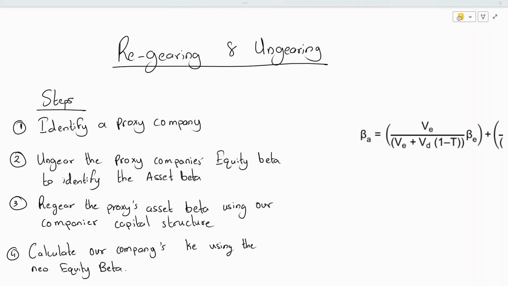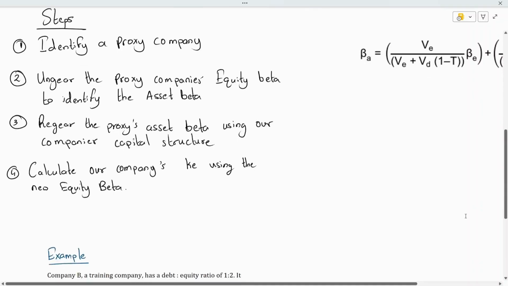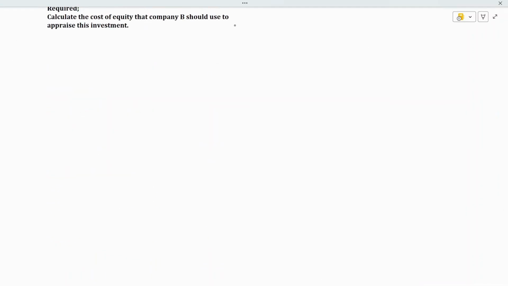So initially, let's start off by talking about certain terminologies, certain things which you all need to know before we start off with regearing and ungearing. In which scenario do we need to do regearing and ungearing? This is an area which is connected to syllabus area E, which is business finance. It's also connected to your cost of capital calculation.